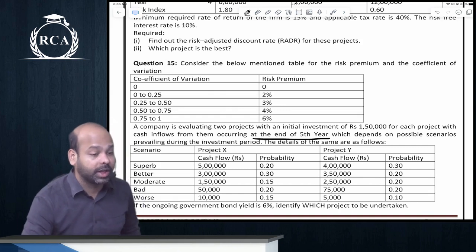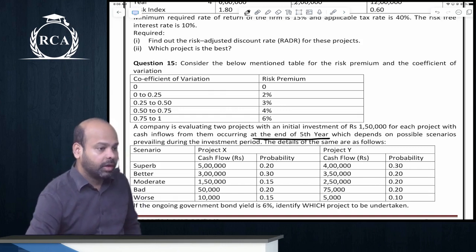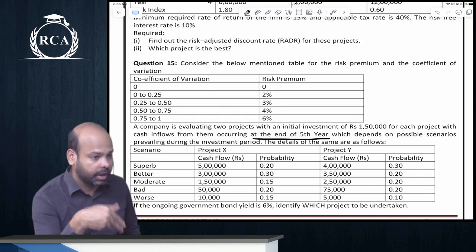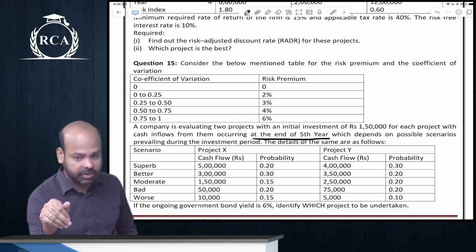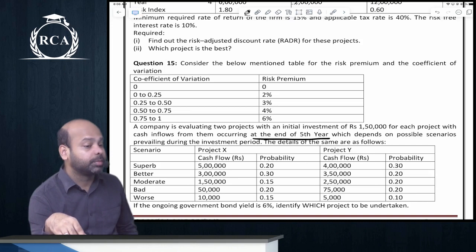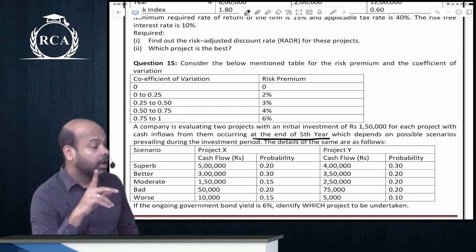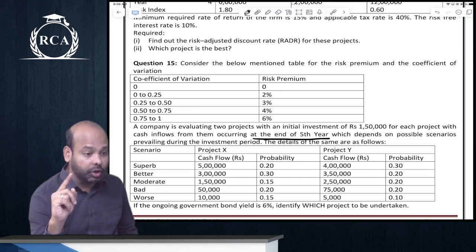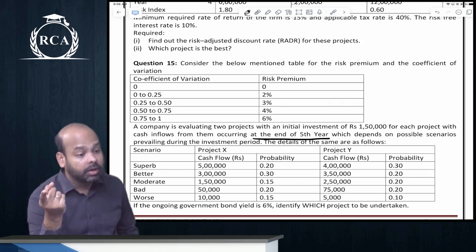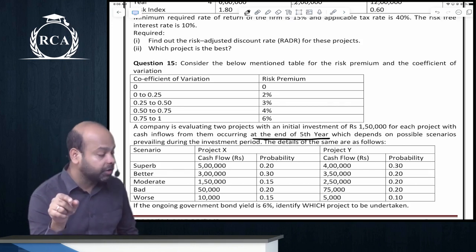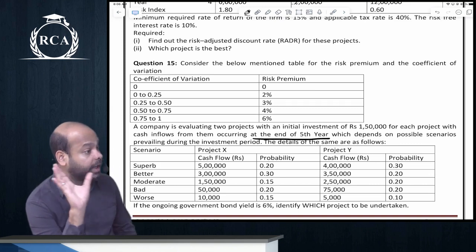You cannot compute standard deviation of NPV, guys. You can only क्योंकि NPV तो compute ही करना है ना अपन को after computing risk adjusted discounting rate. So here you're supposed to arrive at expected cash flow and standard deviation of each project, compute coefficient of variation, then you will know what is the risk premium to be selected. Once you know risk premium, use that expected cash flow directly.